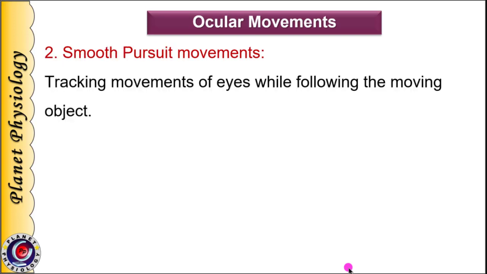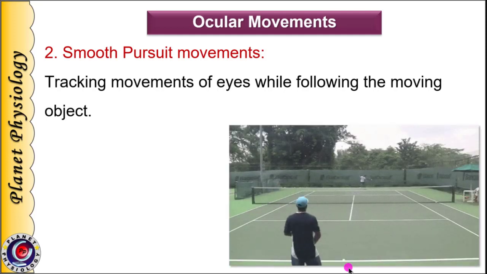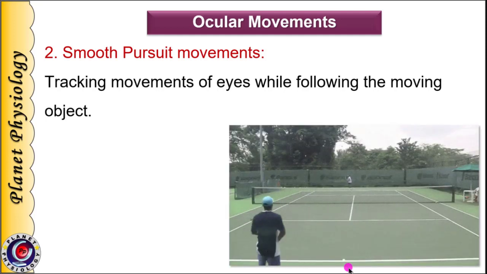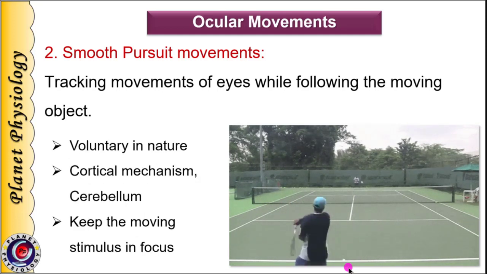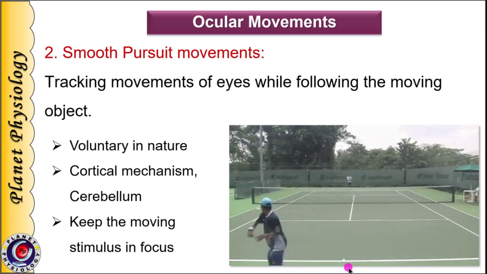Next type of ocular movement is smooth pursuit movements. These are the tracking movement of eyes while following the moving object. For example, as you can note, following the tennis ball or a player during the tennis rally. These are voluntary movements where the observer decides whether or not to track the moving stimulus.